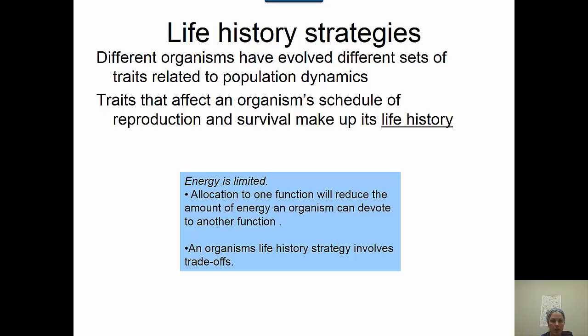These strategies come about because energy is limited. So one organism can't do it all. It can't devote a lot of energy to its own body growing really large and also have a bunch of offspring and provide a lot of resources for those offspring. There's just not enough energy. That organism doesn't have enough energy to make all of that happen. So these life history strategies often involve trade-offs.